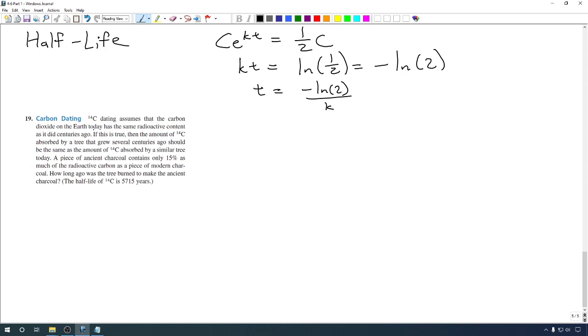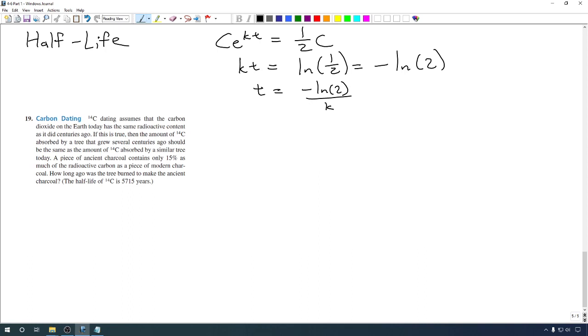We're going to talk about carbon-14. Carbon-14 dating assumes that the carbon dioxide in the Earth today has the same radioactive content as it did centuries ago. If this is true, then the amount of carbon-14 absorbed by a tree that grew 7 centuries ago should be the same as the amount of carbon-14 absorbed by a similar tree today.